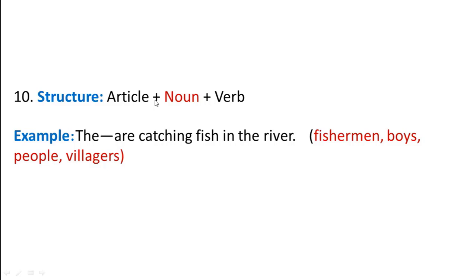Look at number 10. If you find the structure article plus gap plus verb, that means if you find gap between article and verb, here you can use a noun. The dash are catching fish in the river. You can use here fishermen, boys, people, villagers, etc. That is, the people, fishermen, boys, or villagers are catching fish in the river.